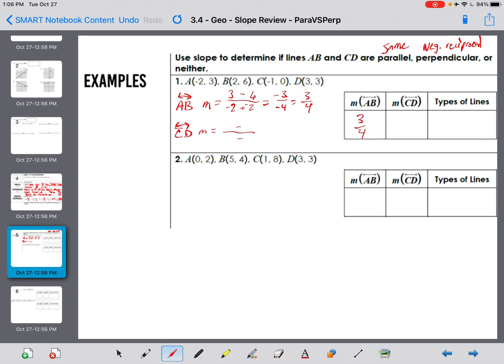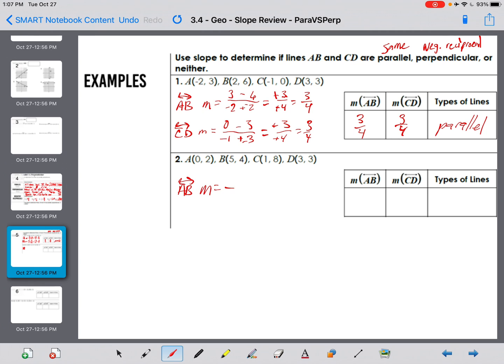So now we need to find CD's slope. CD, y on top, 0, x on bottom, -1. 3 on top, 3 on bottom. I like it when they're the same number. You can't mess up doing the y on top or the x on bottom. All right, 0 minus 3 is -3. And -1 minus 3 gets more negative, -4. That becomes positive, just like this one did, and that means it's 3/4. They have the same slope, so they are parallel.